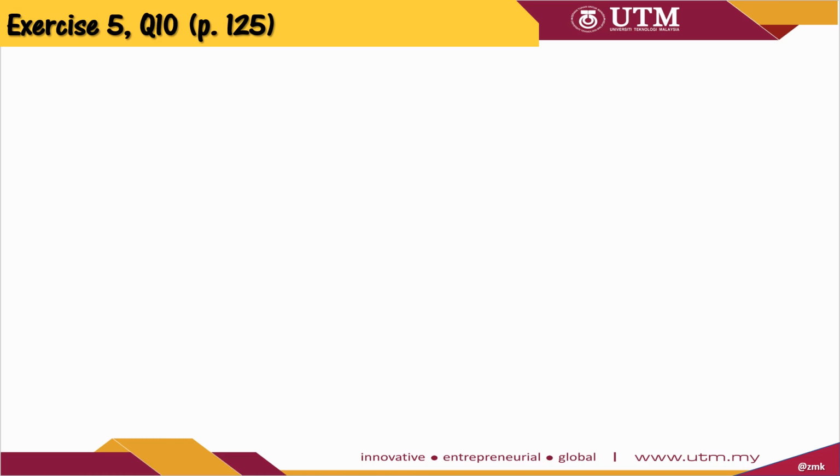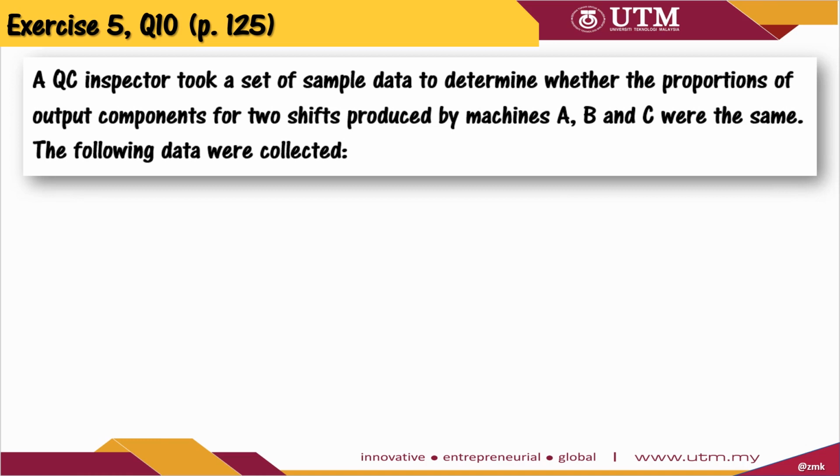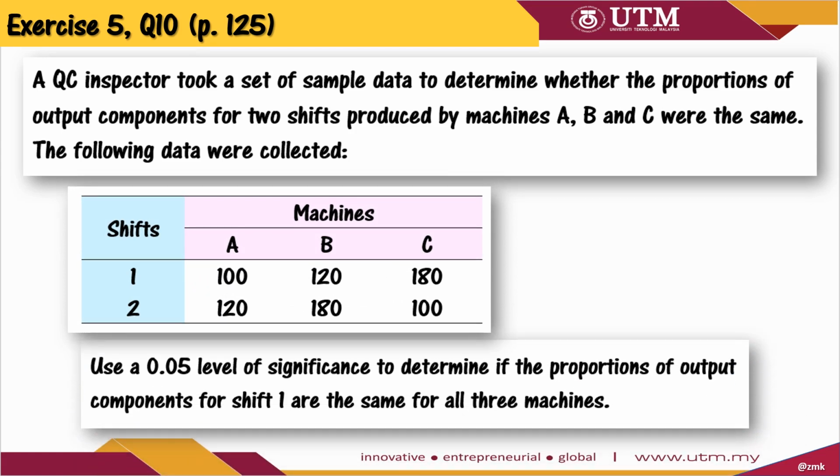page 125. The question reads as follows. A quality control inspector took a set of sample data to determine whether the proportions of output components for two shifts produced by machines A, B, and C were the same. The following data were collected. Use a 0.05 level of significance to determine if the proportions of output components for shift 1 are the same for all three machines. In this question, the data are tabulated in a 2x3 contingency table.